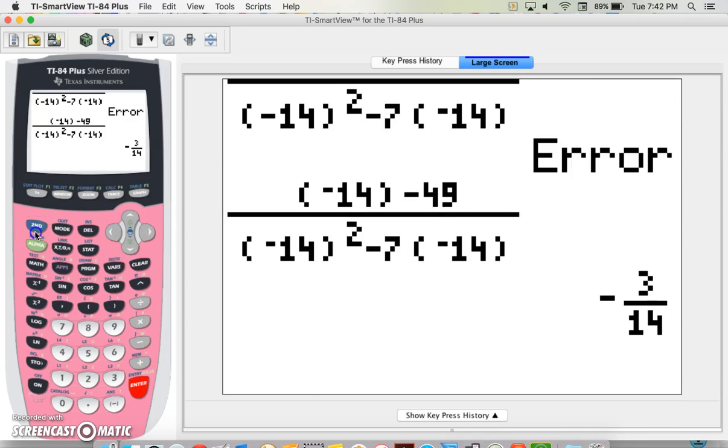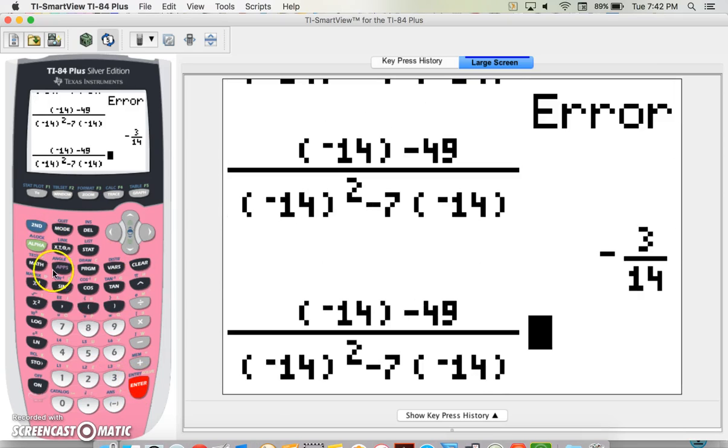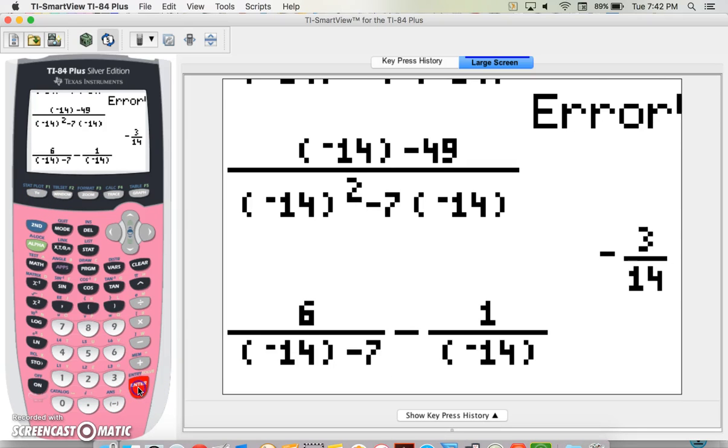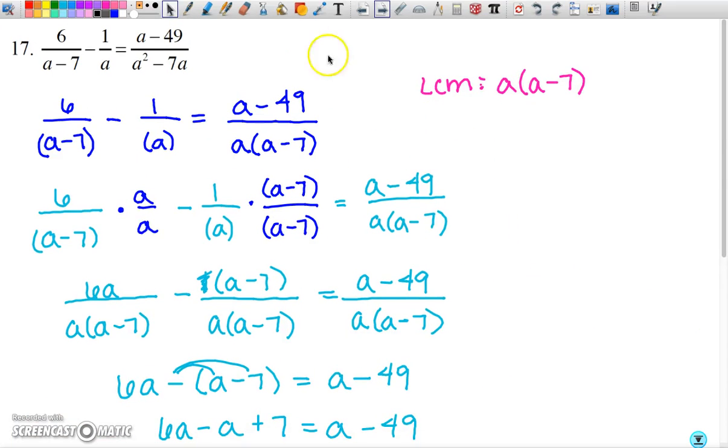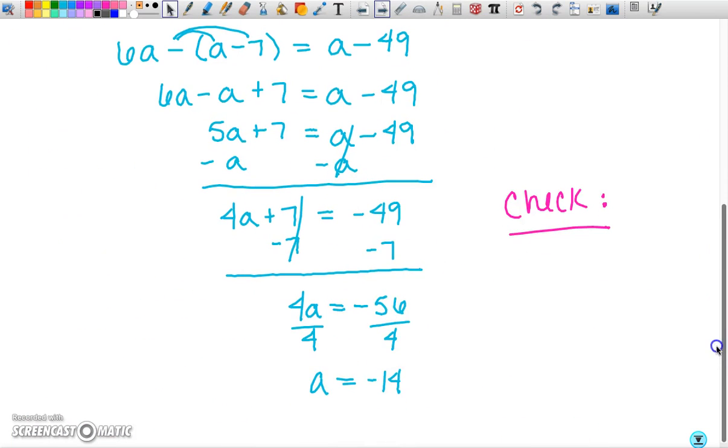Okay, so we got negative 3 over 14, and I'm going to go ahead and pull up that first one that I typed in, which was the left side of our equation, this one here, and we got a negative 3 over 14. So since it was equal, this is in fact a solution. So I'm going to go ahead and scroll down here. I checked it, it worked. So I'm going to do this to remind myself that, yep, we're good, and then come over here and box in a equals negative 14 as our solution to this problem.